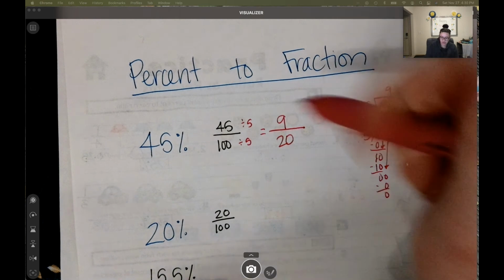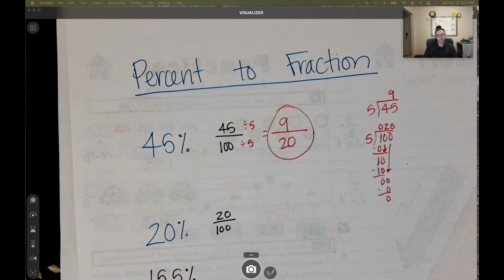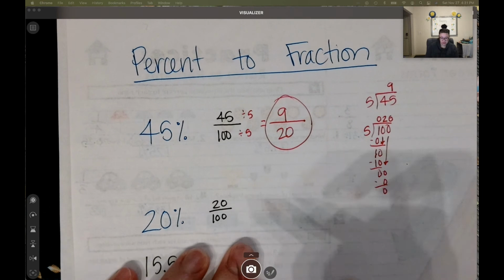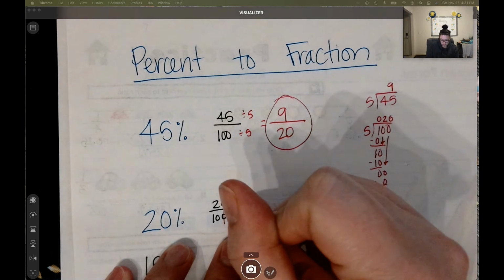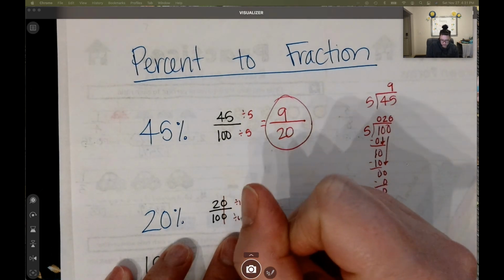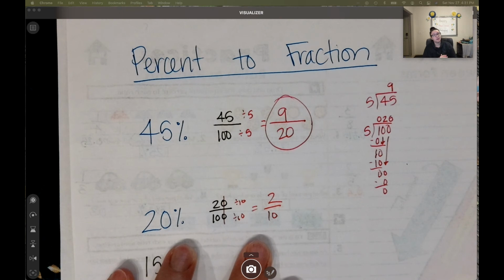So this is 9 over 20. It seems easy, but we've got to make sure we simplify. 20 over 100. They both end in a 0. I divide by 10. Those zeros go away. If I divide by 10, divide by 10. That gives me 2 over 10. But I can simplify more.